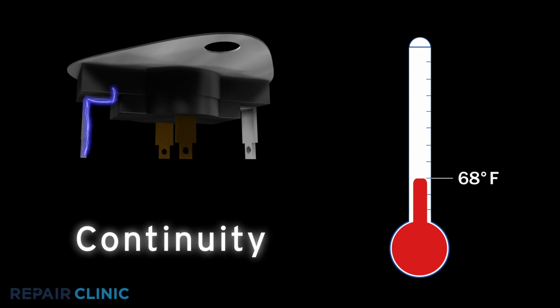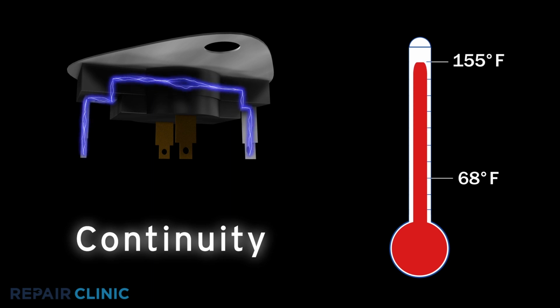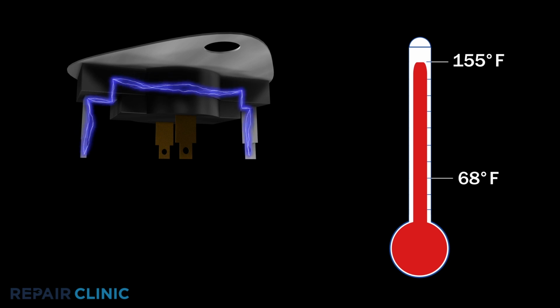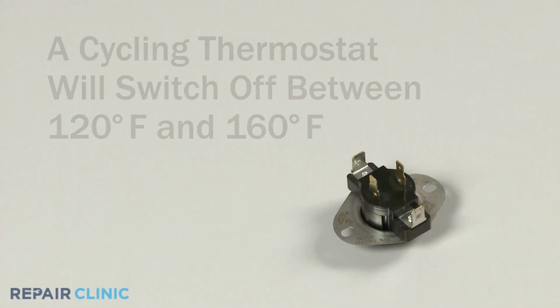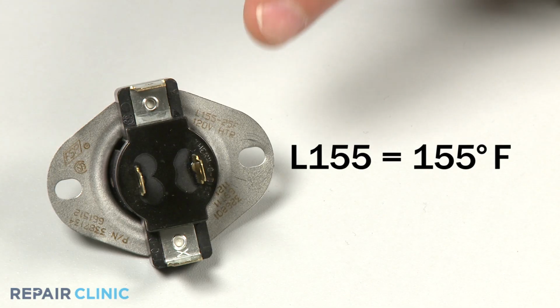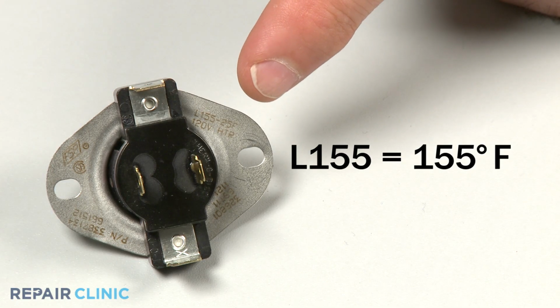While the thermostat should display continuity at room temperature, it should switch off or display no continuity when heated. If the thermostat does not switch off when heated or switches off prematurely, your dryer will either overheat or heat improperly. A cycling thermostat will switch off between 120 and 160 degrees Fahrenheit, depending on the thermostat. Refer to the designation printed on the part itself.